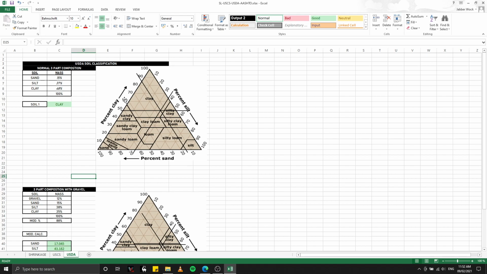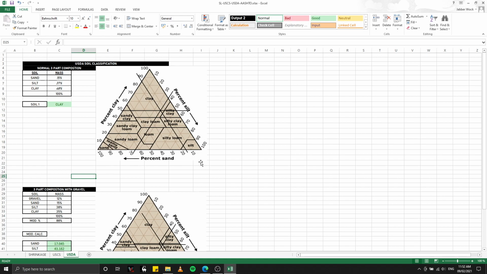Welcome to the tutorial about the USDA soil classification system. It's by far one of the easiest methods in order to classify soil. What you're seeing here right now is the USDA soil classification chart. This side, we have the percent clay, this side the percent silt, and percent sand underneath.